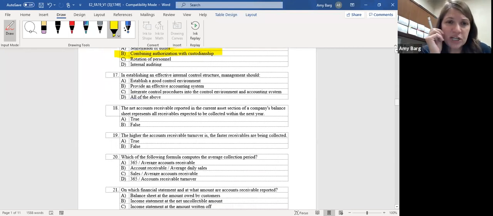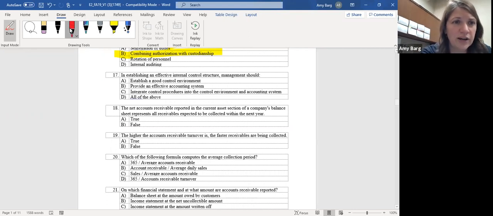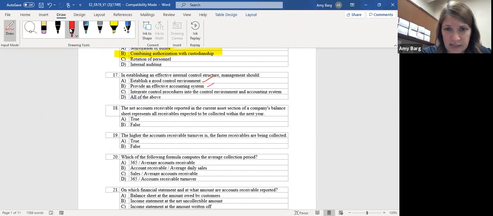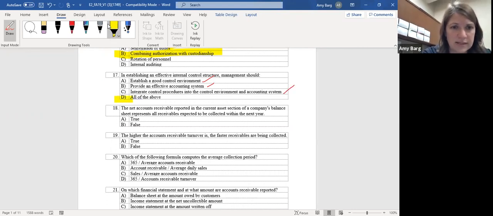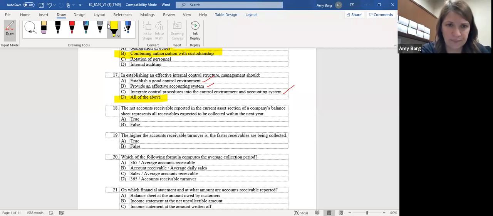17, in establishing an effective internal control structure, management should establish a good control environment. I mean, that sounds good, right? They should also provide an effective accounting system. That's something that should definitely happen. Integrate control procedures into the control environment and accounting system. Definitely need to do that. So the answer to this one is D, all of the above.